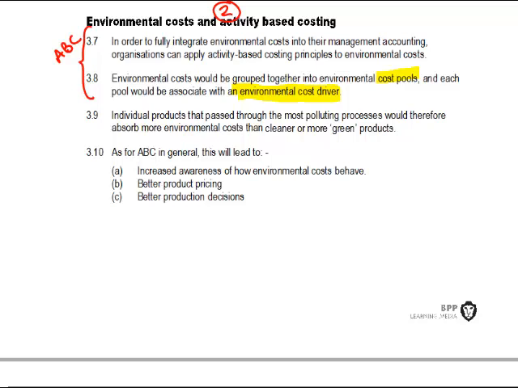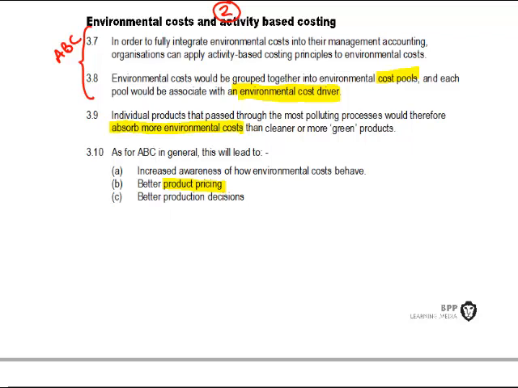Now, the implication of this is that if we do this correctly, then products that actually go through most polluting processes, so cause the most damage to the environment, would actually absorb more environmental costs than the more green products. And that means that we can actually do a number of things. First of all, we can actually price our products much better. So we can actually start to have customers pay for products that do damage to the environment.